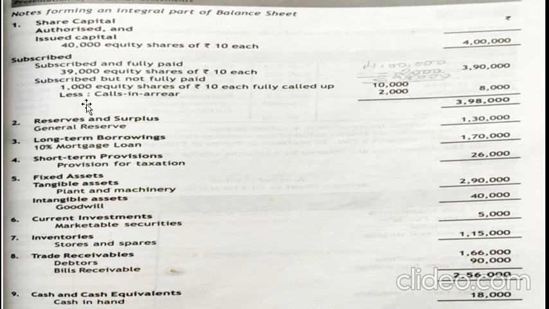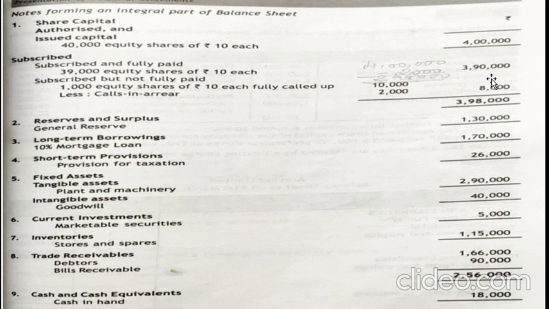In 10,000, how much is not paid? Calls in arrears of rupees 2 each per share. The amount is 2,000. So from 1,000 equity shares of rupees 10 each, 2,000 has not been paid, which is your calls in arrears. So 10,000 minus 2,000 will give you 8,000. So your subscribed amount will be 3,98,000.